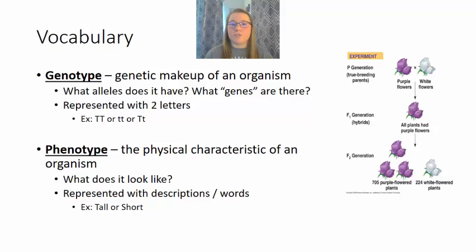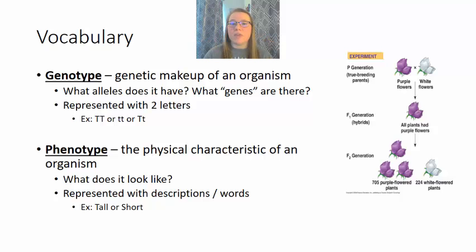Another set of vocab terms you need to know are genotype and phenotype. Genotype is the genetic makeup of an organism. So what alleles or what genes are present there? So genotype discusses the genes. Typically, the genotype is represented with two letters. So it might be two capital letters, two lowercase letters, or one capital and one lowercase letter.